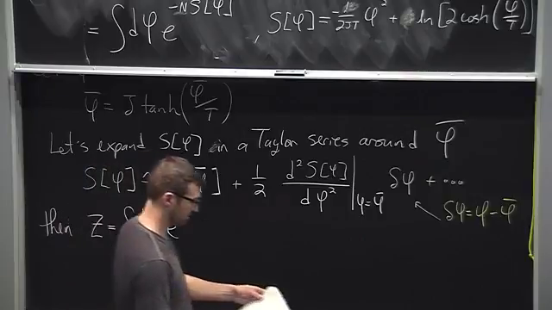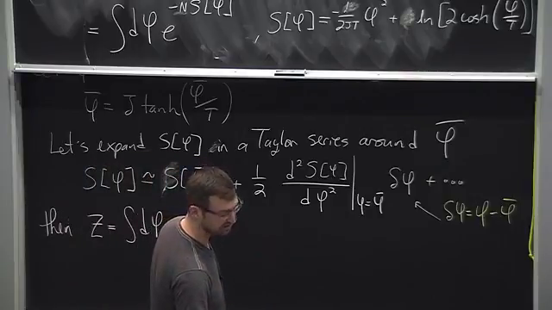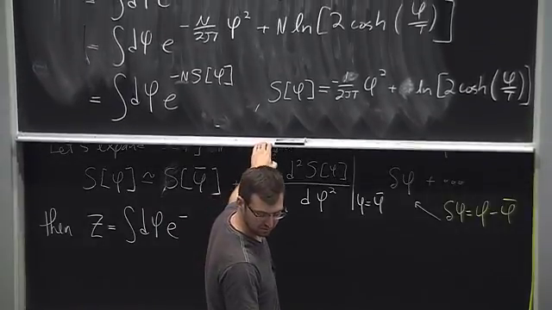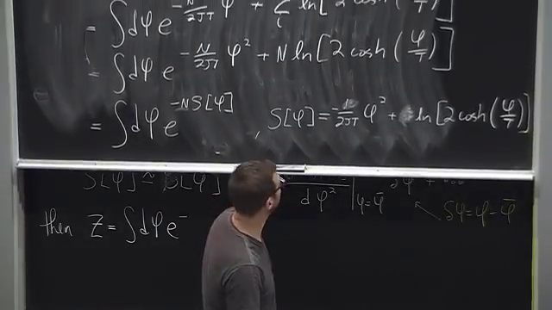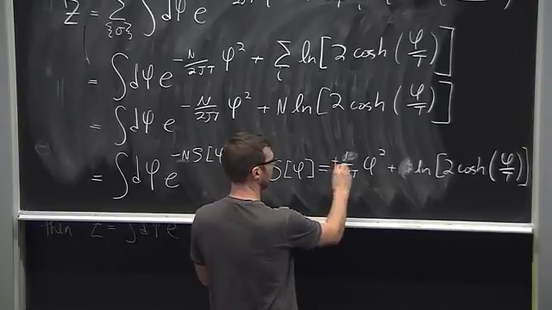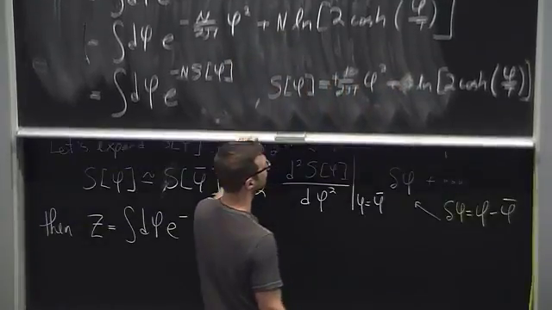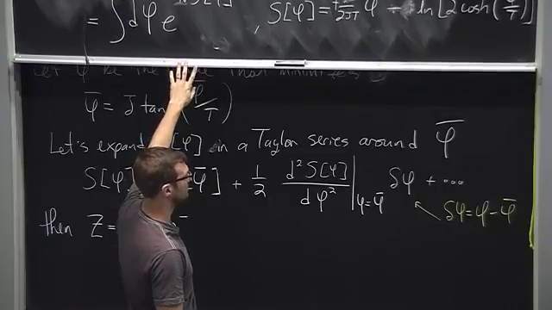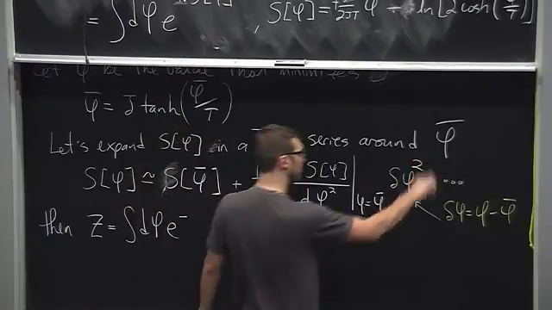Oh, did I get the sign of the action wrong? Is that what you're saying? Yeah, this term should be plus and minus. And also delta phi is squared. Yep. Sorry.